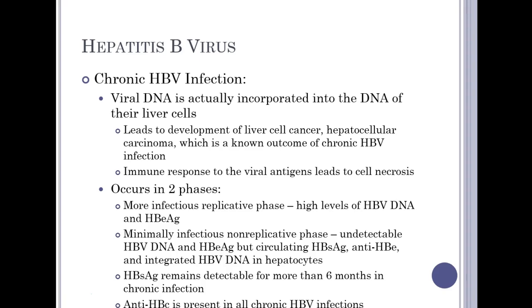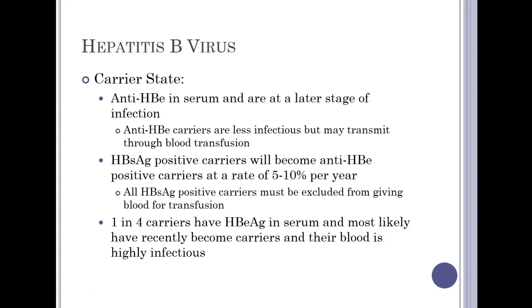Hepatitis B surface antigen remains detectable for more than 6 months when there is a chronic infection. And the hepatitis B core antibody is present in all chronic hepatitis B infections. Then you can become a carrier. With a carrier, we see anti-hepatitis B E in the serum and are at a much later phase of the infection. The anti-hepatitis B E carriers are less infectious, but they still can transmit the virus through blood transfusions.